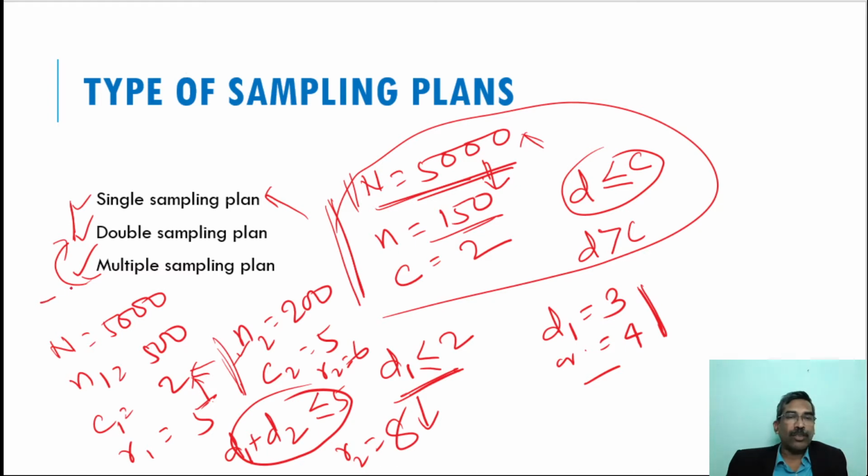This is now the case of the multiple sampling plan. So in this way the number of samples can be increased in the multiple sampling plan. But here we will focus only on the single sampling plan and double sampling plan.